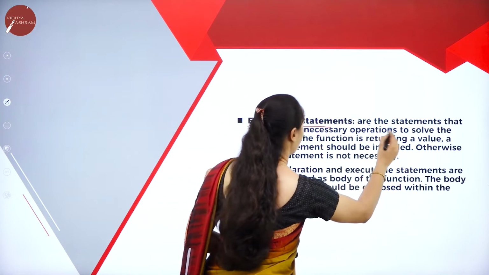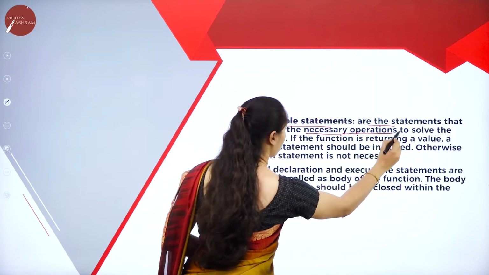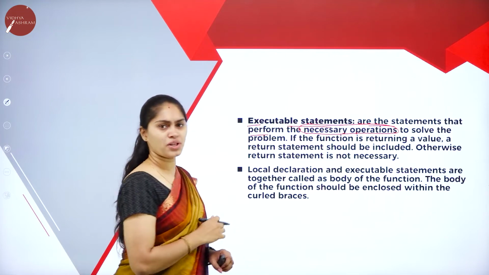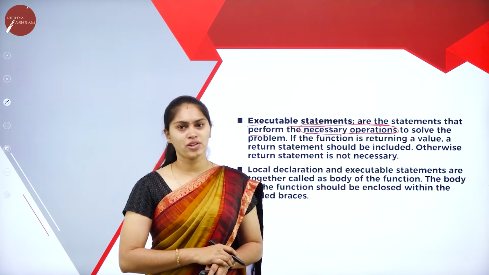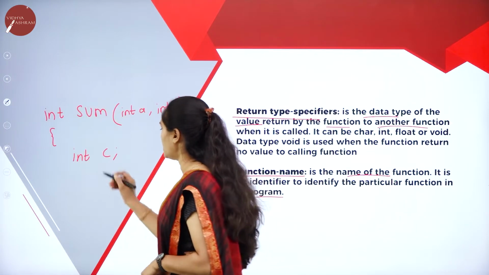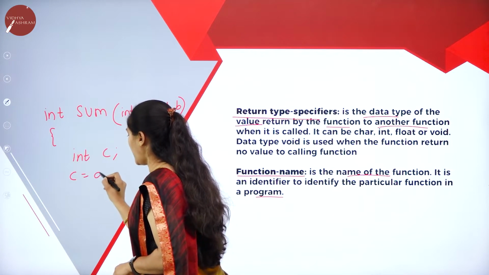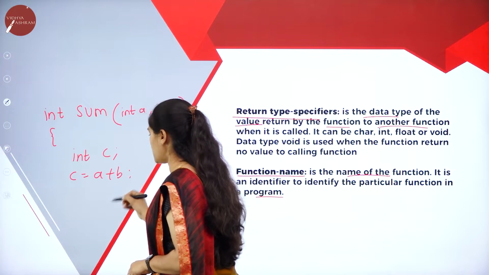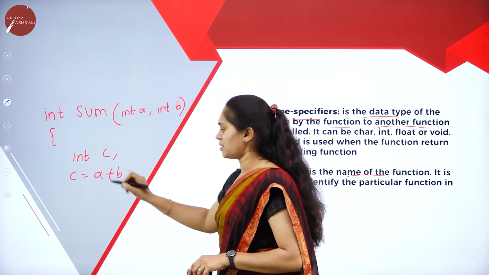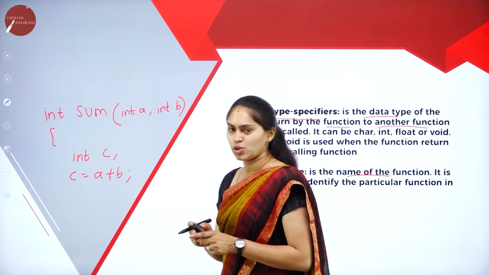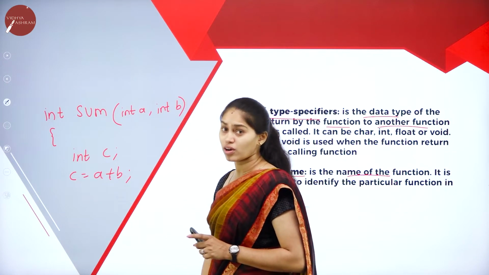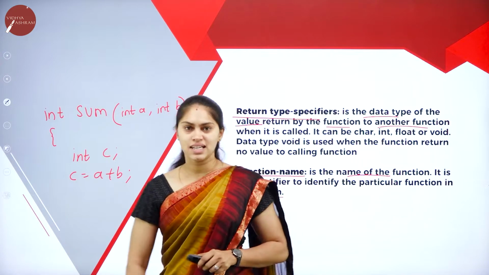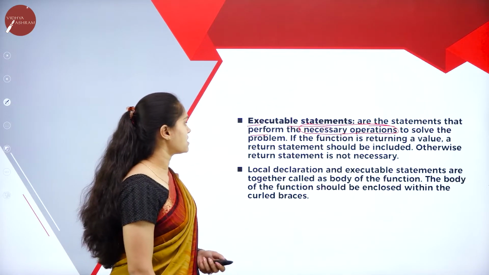Here, the statements perform the necessary operation. Now what I wanted to do is perform addition of two numbers. Then how am I going to write it? We'll see now. So here, c is equal to a plus b. I am just going to use a and b as my variables, and I am adding those two variables. Whatever value I get will be stored in a local variable called c. That is related to the executable statement.